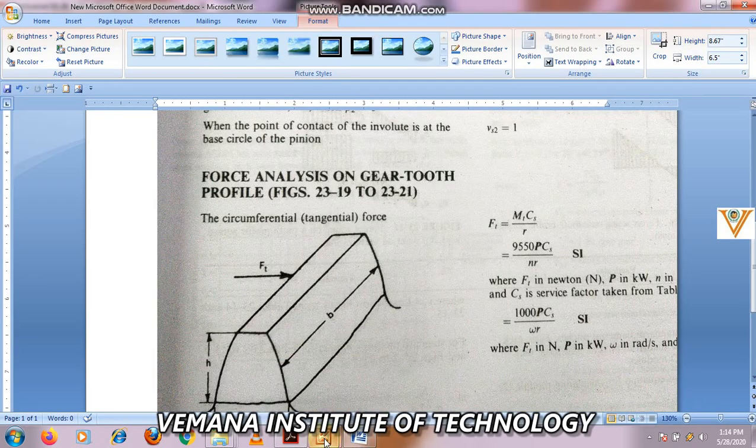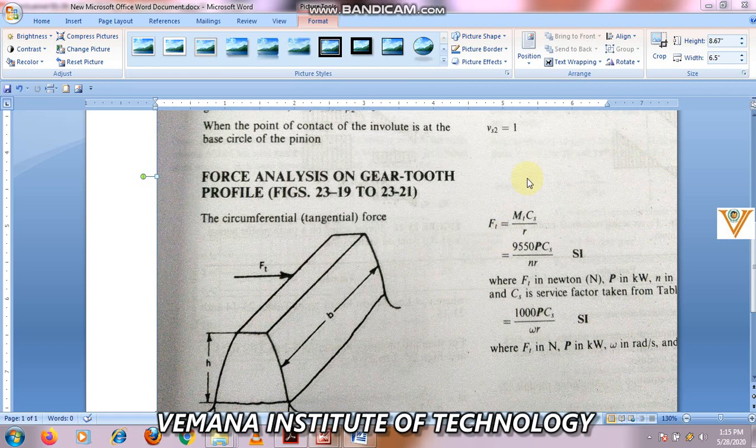And listen, here FT is the tangential tooth load, right? Tangential force, the force acting tangential to the tooth. Yes, this is the tangential tooth load.